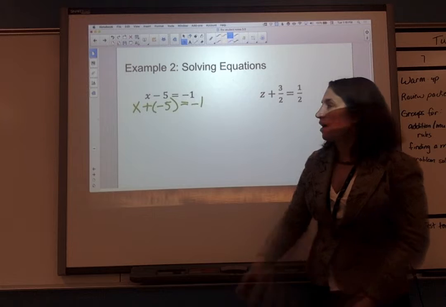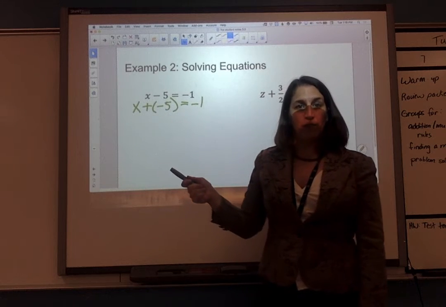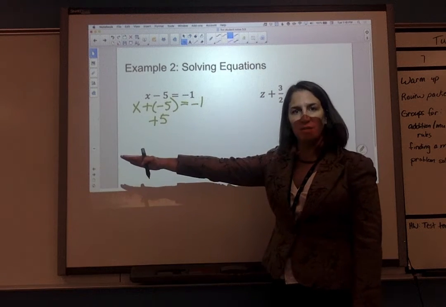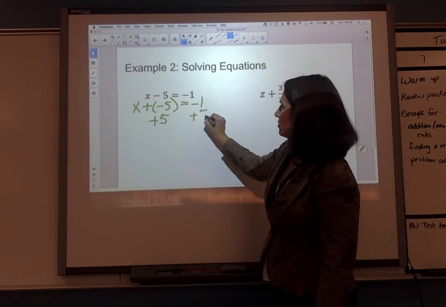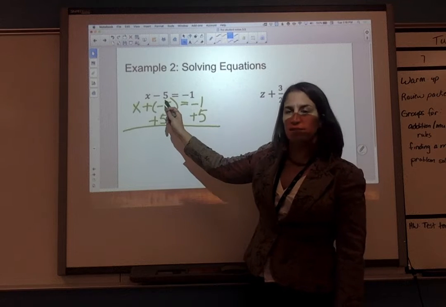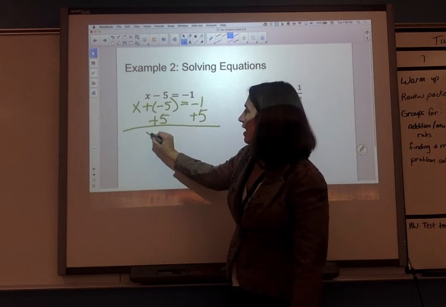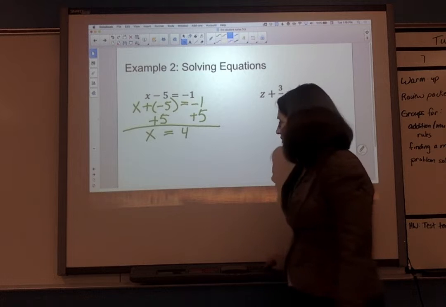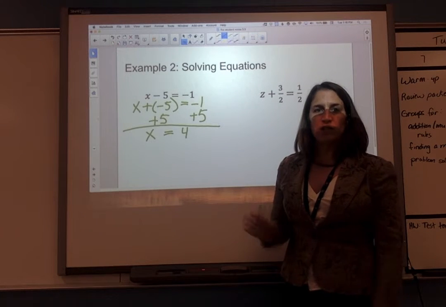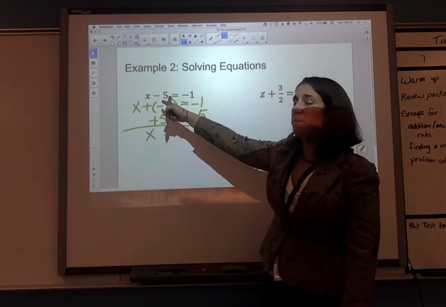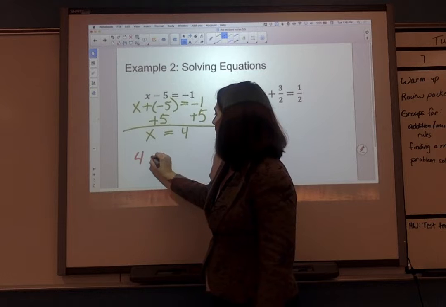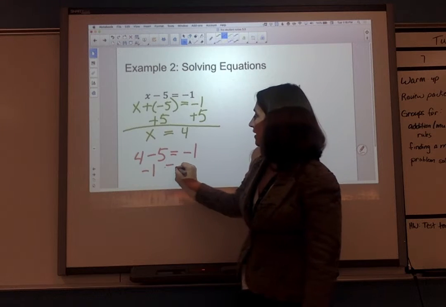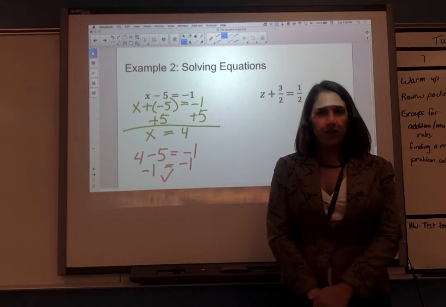So if I want the x by itself, I have 5 negatives here. I need to add 5 positives. And whatever I do to the left side of the equation, to the left of the equal sign, I need to do to the right side of the equation. So now I have -5 plus 5 is 0. So I'm left with x on the left side, and -1 plus 5 is 4. Now, we're going to practice checking each of these equations, so make sure you show this step as well. I'm going to put 4 back into the original equation, and I'll say 4 minus 5 equals -1. That's true. 4 minus 5 is -1. So I'll say -1 equals -1, and then I know I've checked my solution.